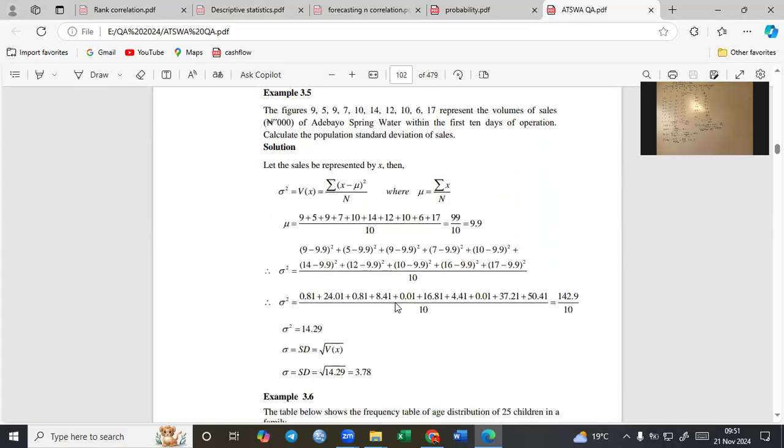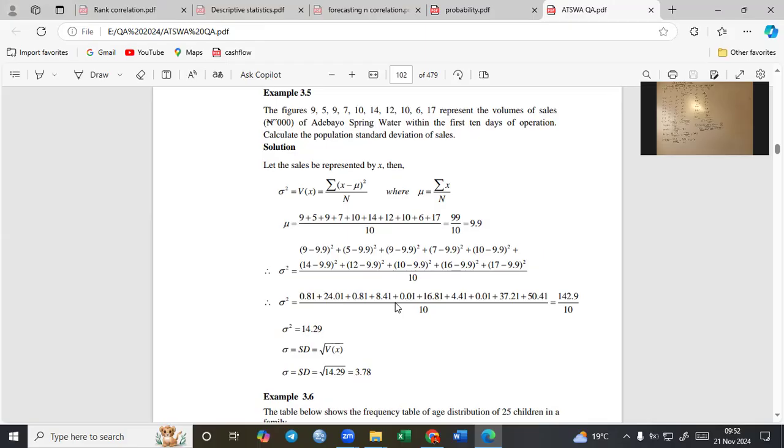Look at that example. You have been provided with the following figures: 9, 5, 9, 7, 10, 14, 12, 10, 6, and 17, which represent sales in thousands. You are required to calculate the standard deviation of the sales. For that, you need to use the formula: the square root of summation of (x minus mu) squared over n.